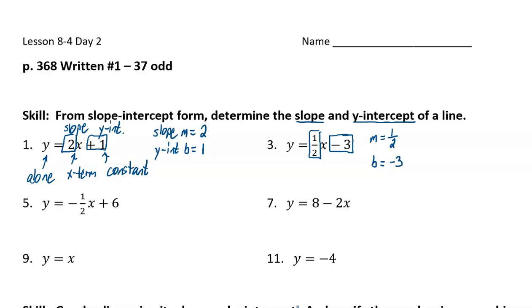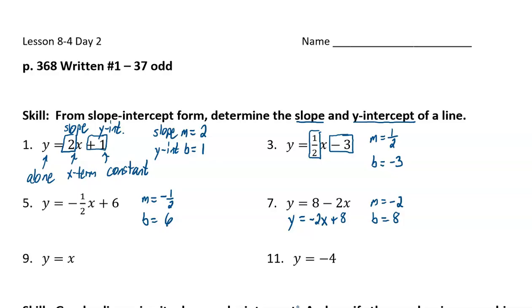Number 5, it's in the correct format for slope-intercept form. The slope is -1/2, and the y-intercept is +6. Number 7, let's just rearrange the terms on the right side. We want the x term first and then the constant term. The slope is -2 and the y-intercept is +8.